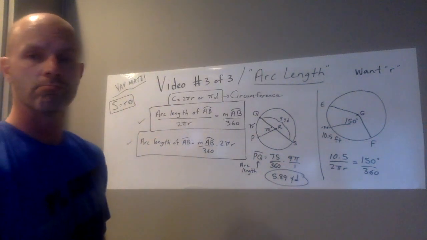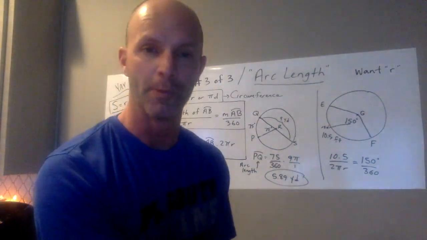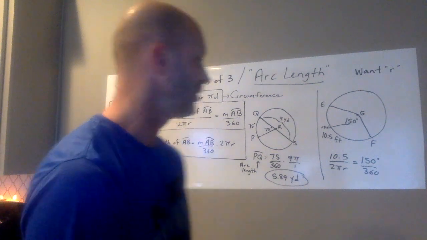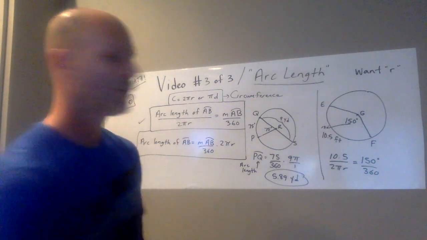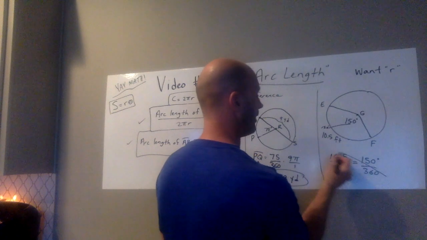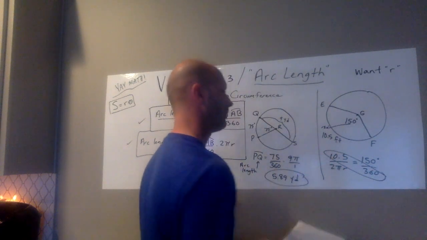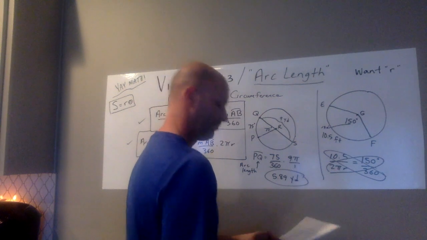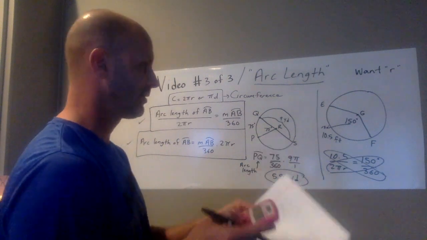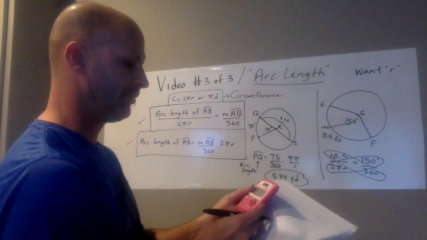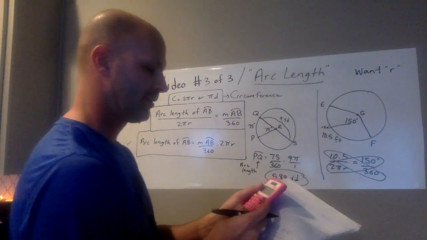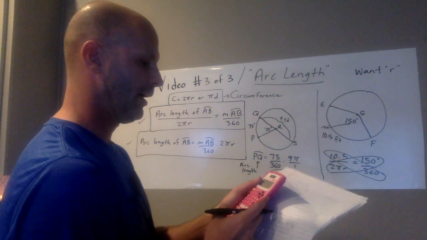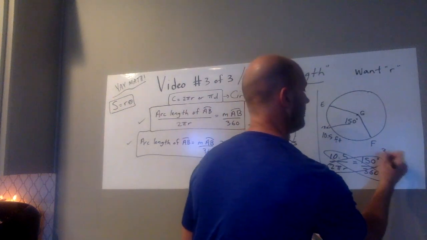So we got to go back and review how to solve a proportion. So if I'm going to solve a proportion, we cross multiply and divide. So if I cross multiply and divide, I am going to multiply these two, and then I'm going to divide it by 150. So if I do that, I'm going to take 360 times 10.5, and I'm going to get 3,780.